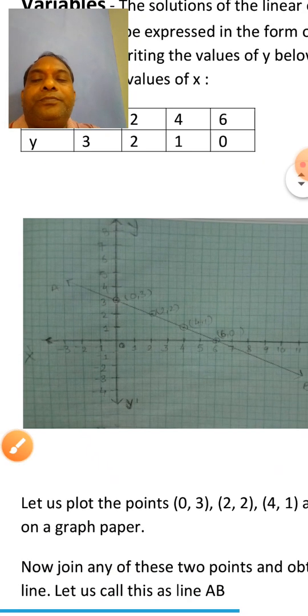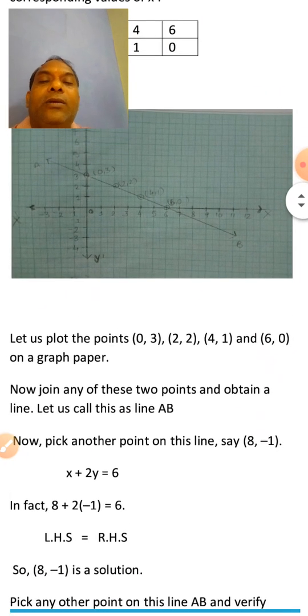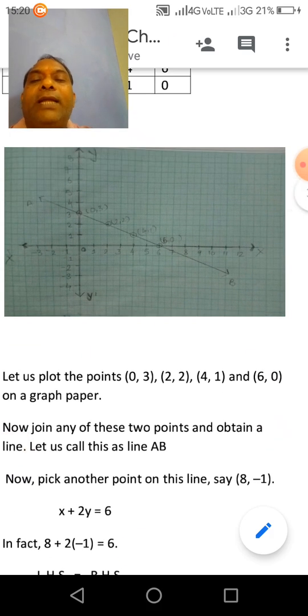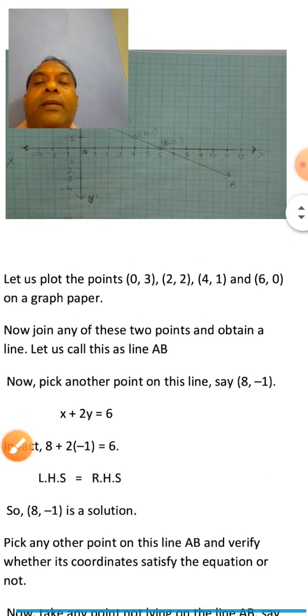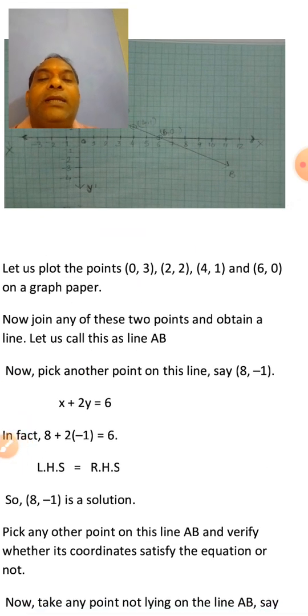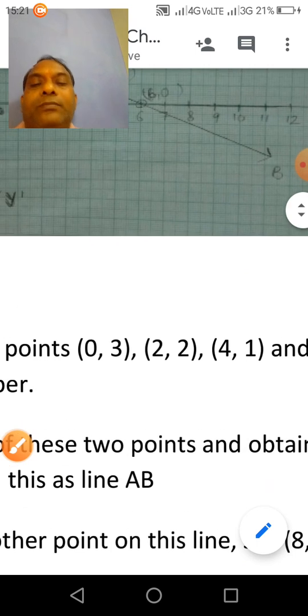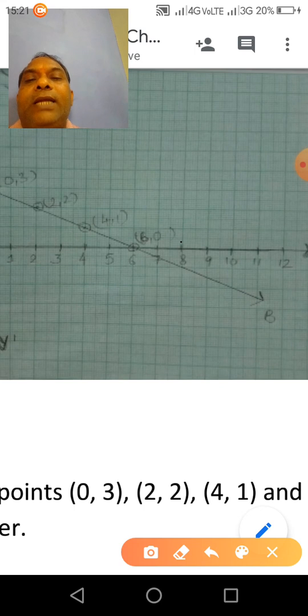Now join any 2 of these points and obtain a line, clear. So you can obtain a line, this one, clear. So say this line is AB. Now pick another point on this line, say 8, minus 1. So 8, minus 1 is here, clear.